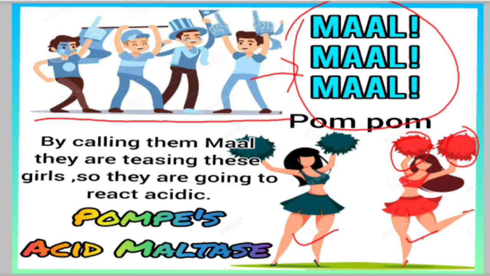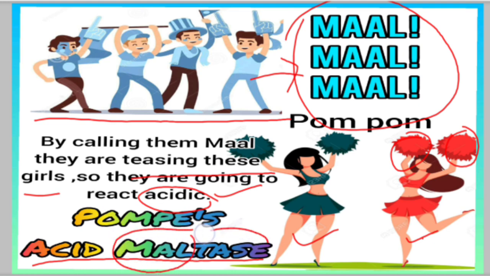So these boys are teasing them by calling these girls Mal, but since these girls do not like it, they are going to react in an acidic manner. So the enzyme deficient here will be acid maltase, as they are calling the name Mal and teasing them, and these girls are going to react as acid, and the disease which is there is Pompe's disease by this pom-pom. I hope it's clear. Now let's move ahead.